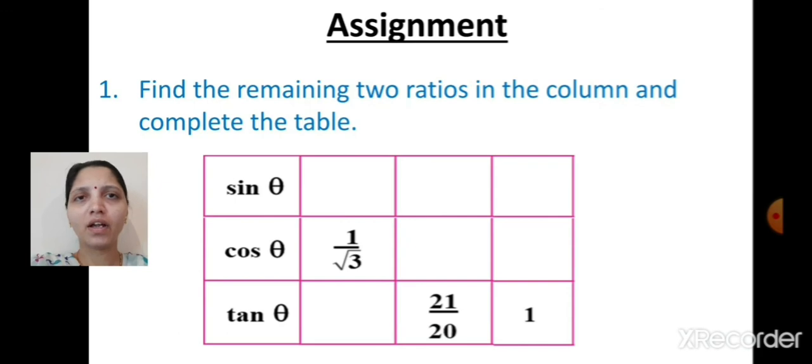Okay. Now let's see the assignment question. Here I have given you 3 columns. You have cos theta ratio and you have to find sin theta and tan theta ratio. In second and third column you have tan theta ratio and you have to find sin and cos ratios.